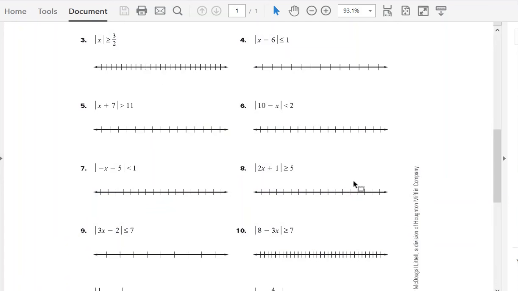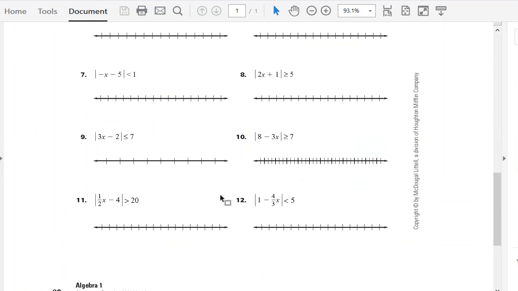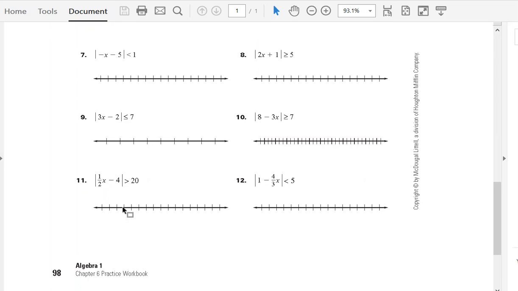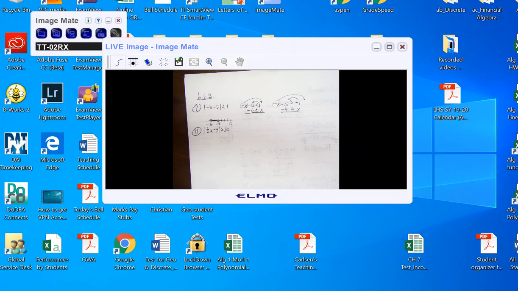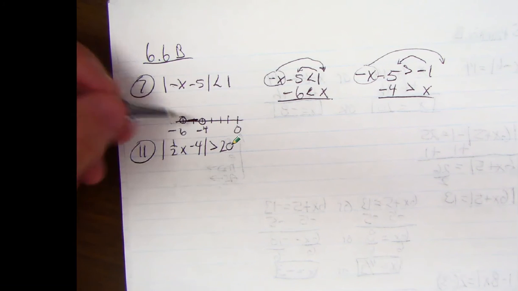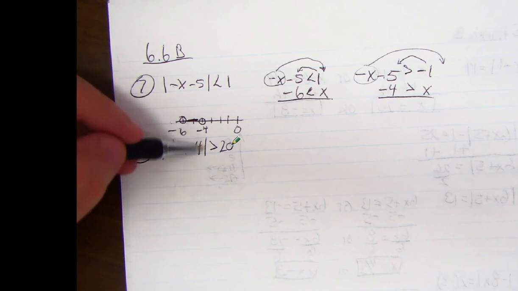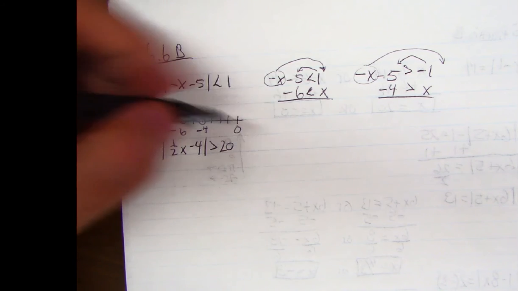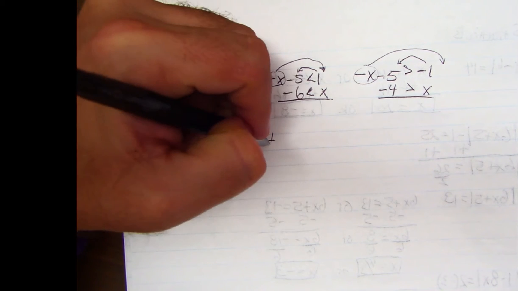So let's say we'll take one down here, the fraction. Well, we'll say number 11. We'll write it down here. Absolute value of 1/2 x minus 4 is greater than 20. Okay, so I have it written down here now. And now notice it's already got the absolute value by itself, so I can just write the first one by taking off the absolute value.